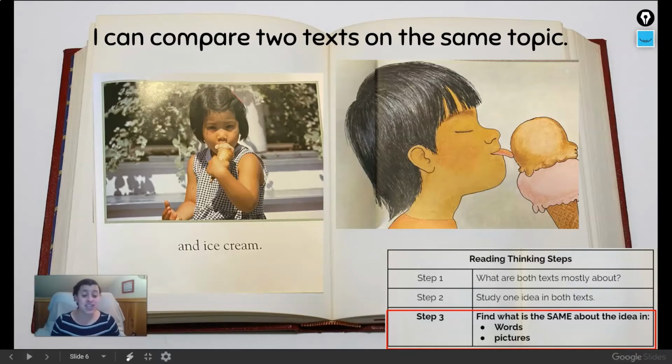Your teacher's going to pause the video and talk about how the words and the pictures help you find the same idea.